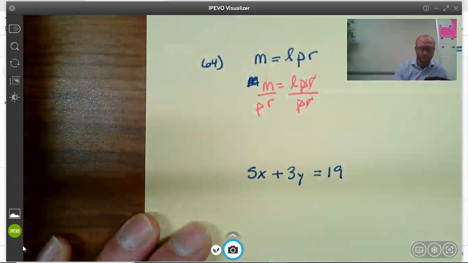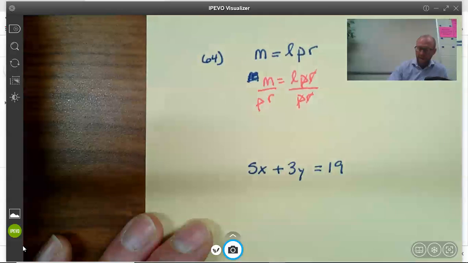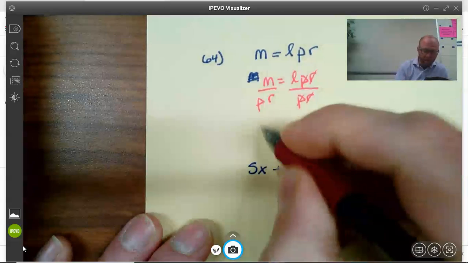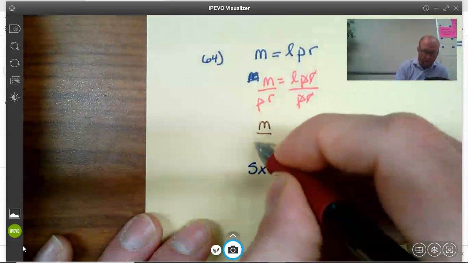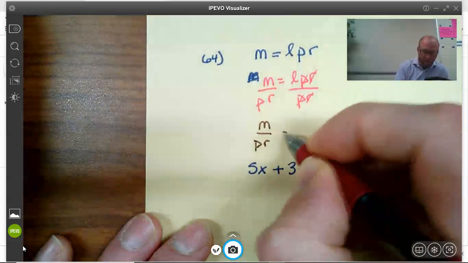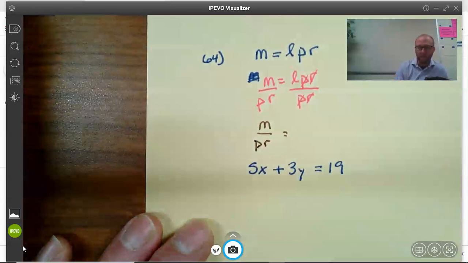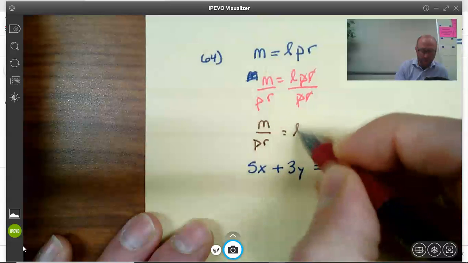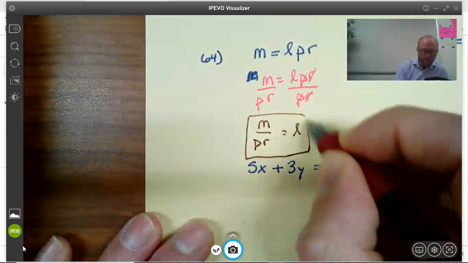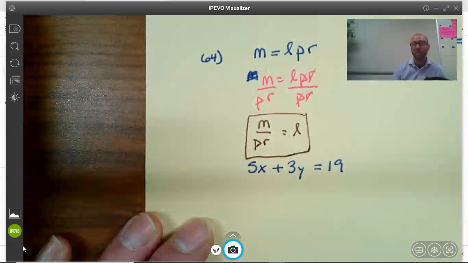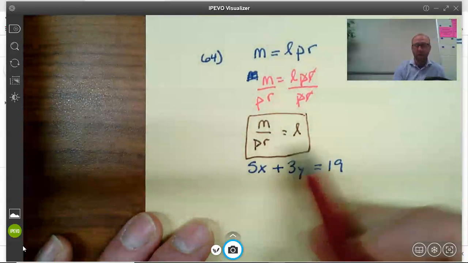Okay. And then, in the end, I would just have M over PR, and that's P times R, we didn't put a multiplication symbol in between them, equals L. And the formula has been rearranged so that L is now all by itself. I can plug in M and P and R and output an L. Let's take a look at another one over here.